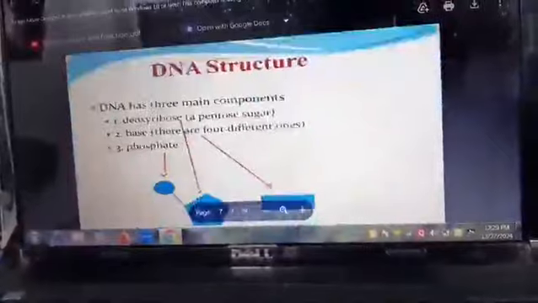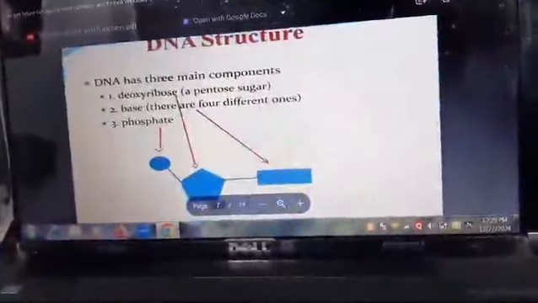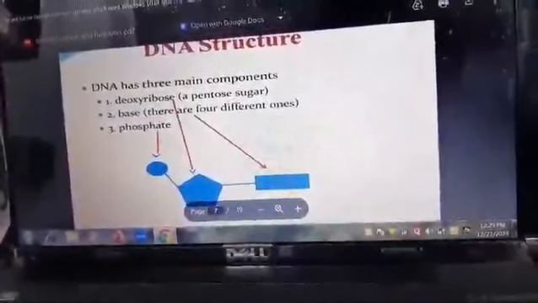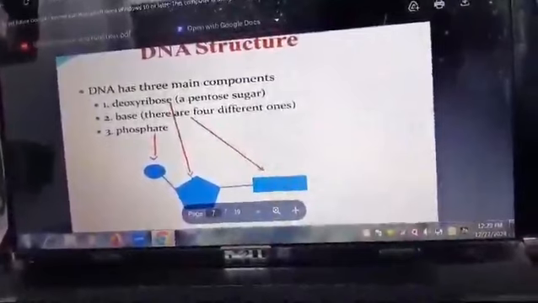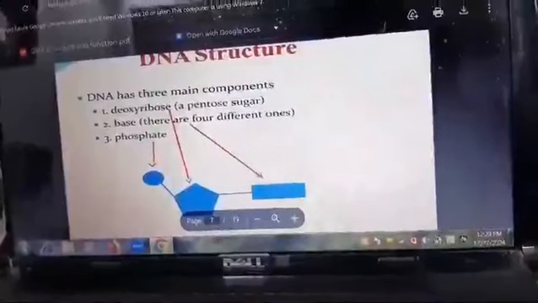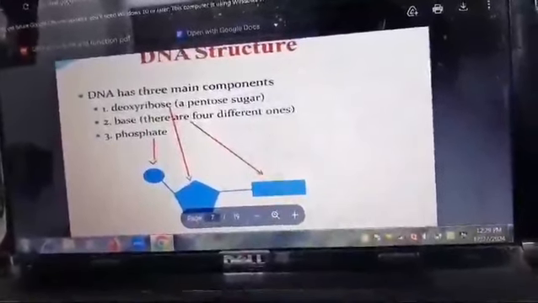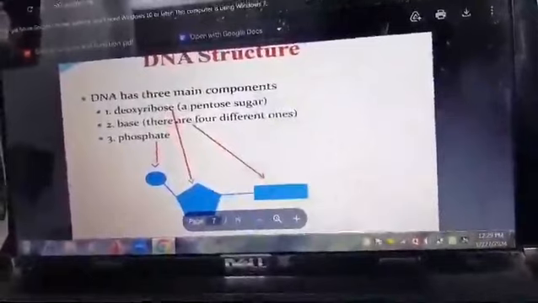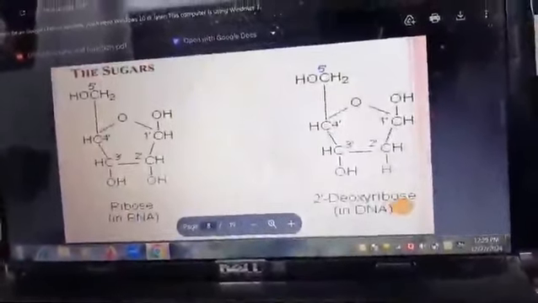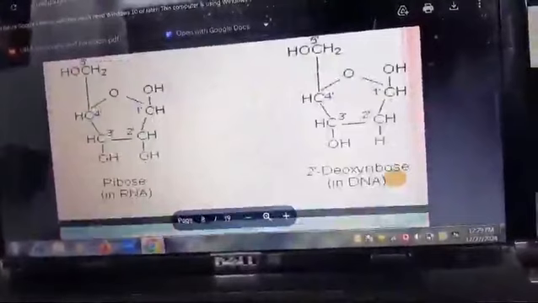DNA structure. DNA has 3 main components. First, deoxyribose, a pentose sugar. Second, base. There are 4 different ones. Third, phosphate. This is the sugar structure, ribose in RNA. This is the deoxyribose in DNA structure.